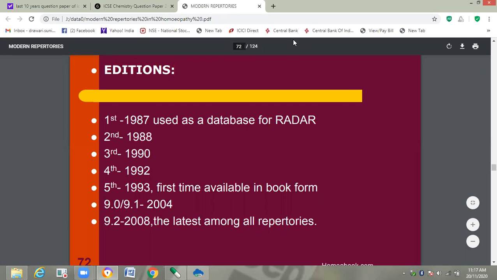There are special features of different editions. As we have discussed, Synthesis 7th version, which was published in 1997, contained more than 2000 medicines. So which are the special features of these different editions, 7, 8 and 9? We discuss one by one.